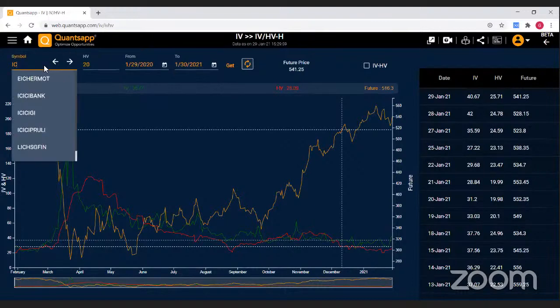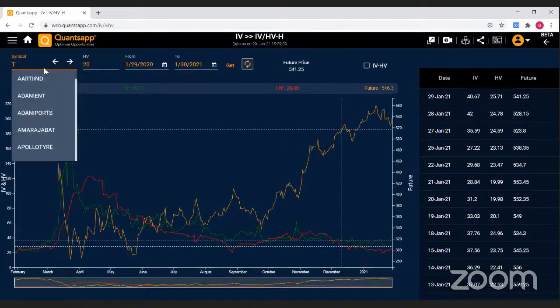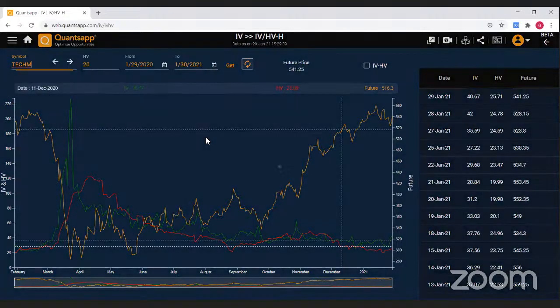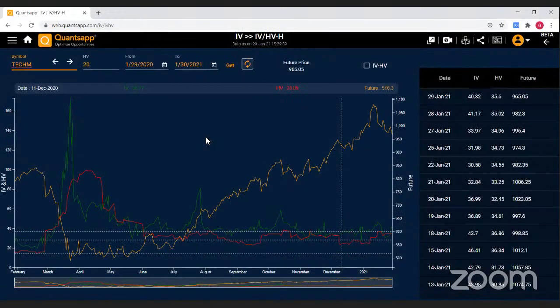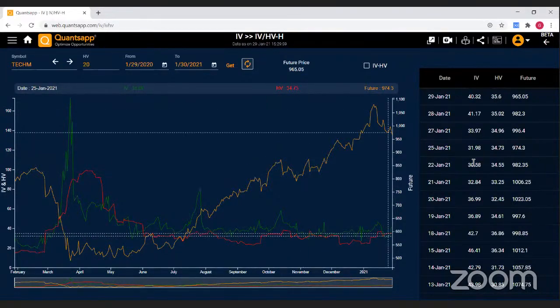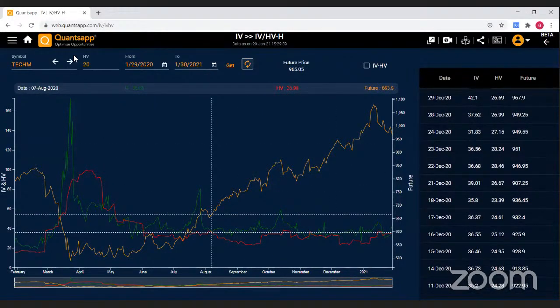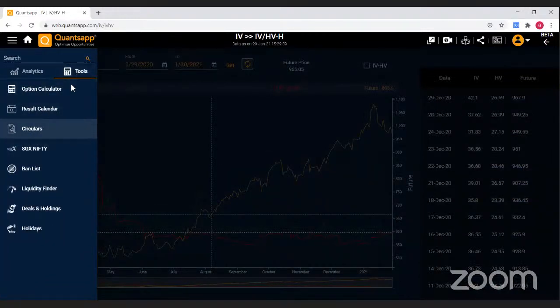Same way, if I look at Tech Mahindra, Tech Mahindra is also announcing a result. I don't know how the IV is for this particular stock. You can see here IV of 30, 32, 33 has inclined towards almost 40. So it's giving me an idea that even in Tech Mahindra, IV has inclined a lot. If I see the previous, how the IV was, sorry, one second.